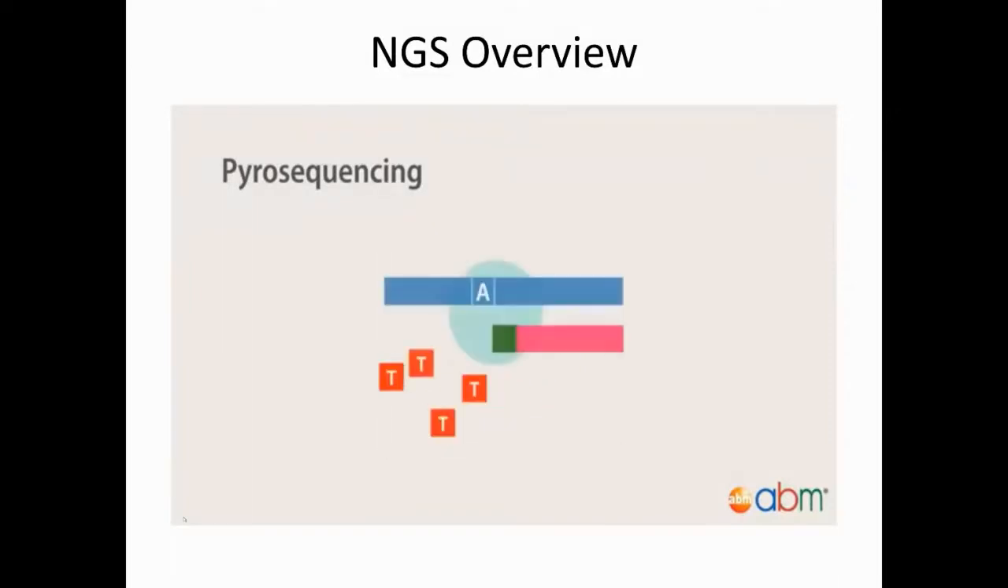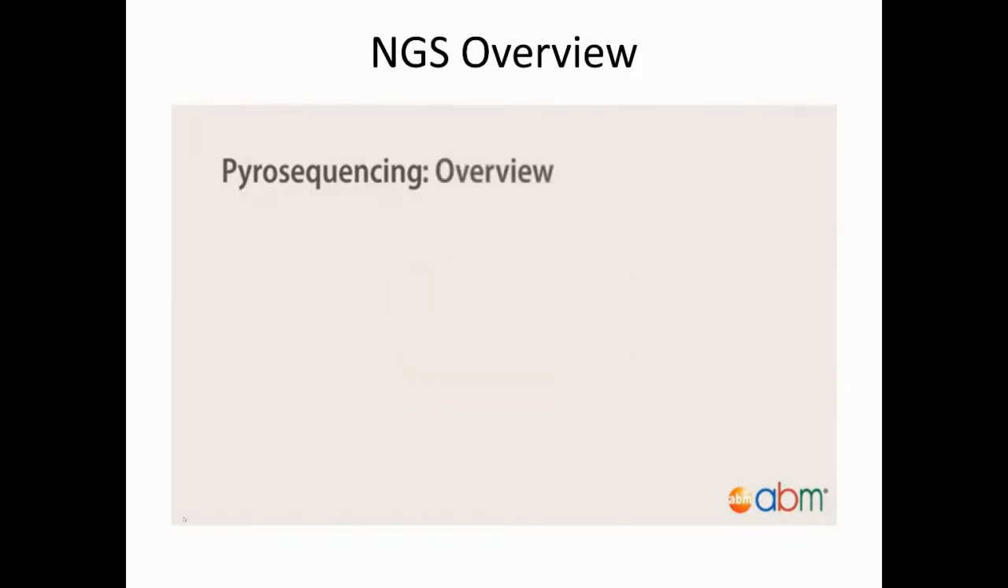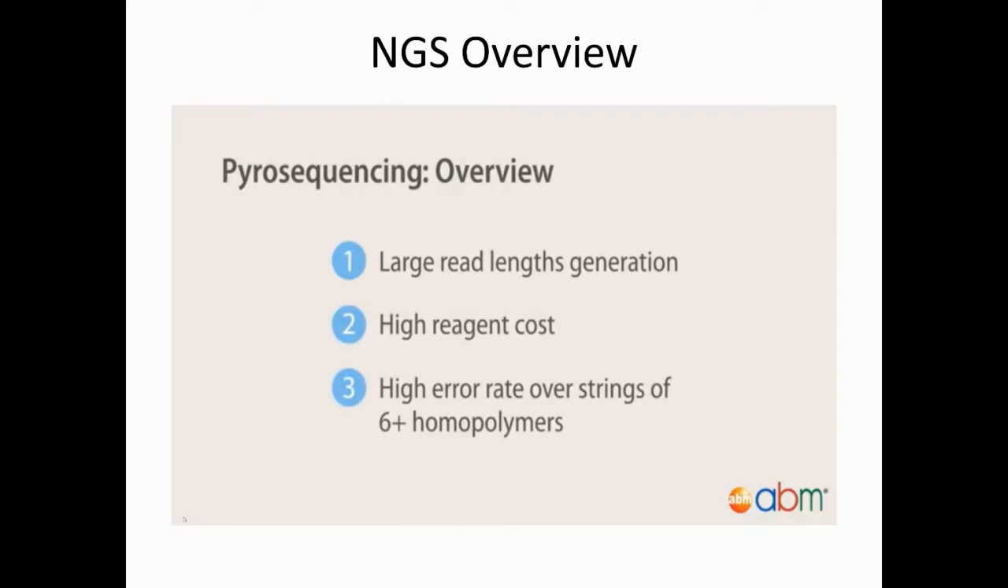The sequencing proceeds by incubating one base at a time, measuring the light emission, if any, degrading the unincorporated bases, and then the addition of another base. This technology is capable of generating large read lengths, much comparable to the read length of Sanger sequencing. However, high reagent cost and high error rate over strings of 6 or more homopolymers have reduced its applications. For more details on the technical aspect of this technology, please visit our knowledge base at the link provided in the description below.